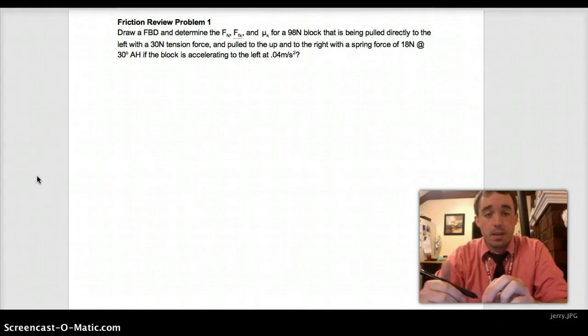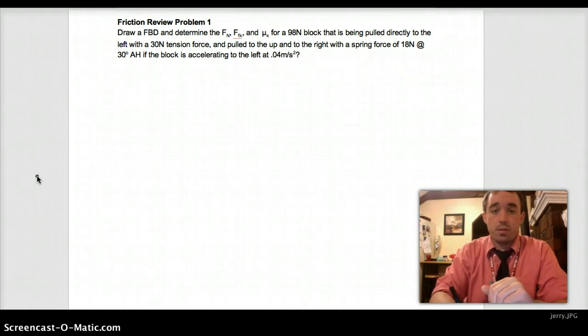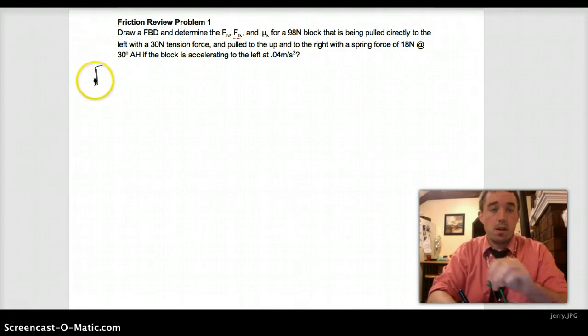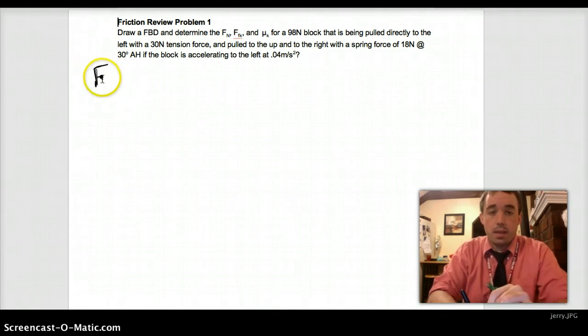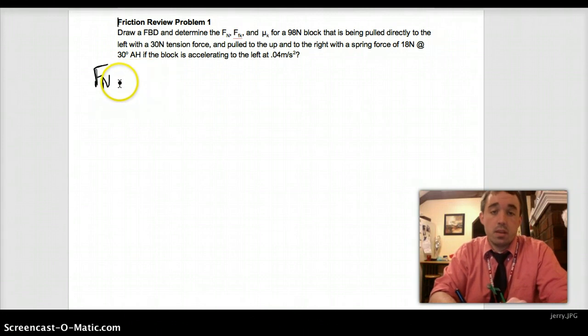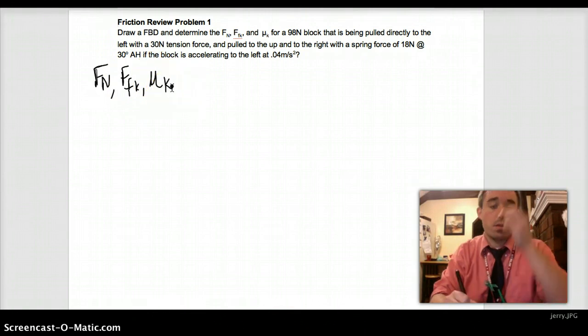We are asked to draw a free body diagram and determine three different things: the normal force, the kinetic friction force, and the kinetic friction coefficient for a 98 Newton block that is being pulled up and to the right with a certain force, and also to the left with a different force. And we know that it's accelerating. So I'm going to try to figure all that out. We have to find FN, FFK, and our kinetic friction coefficient.